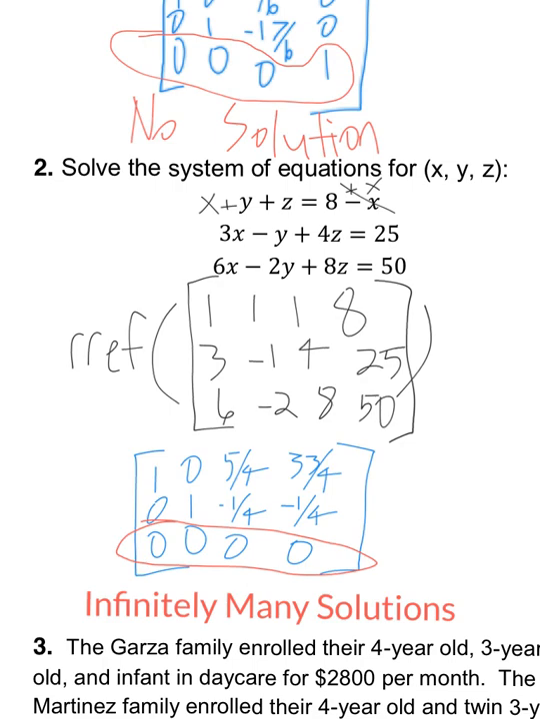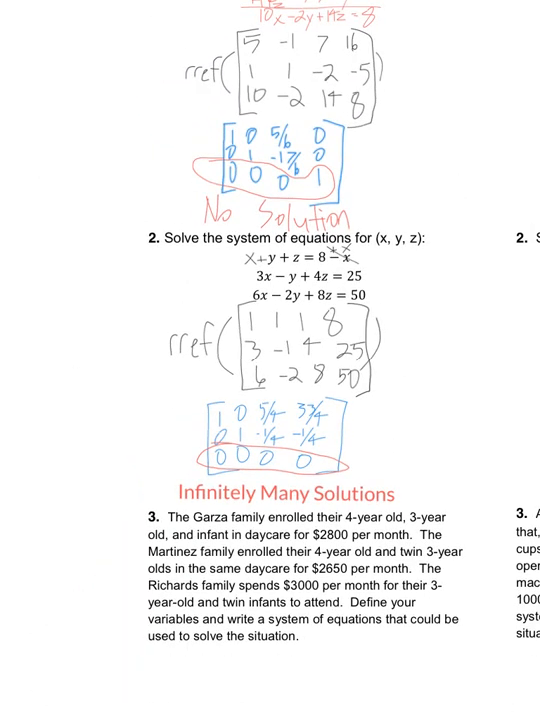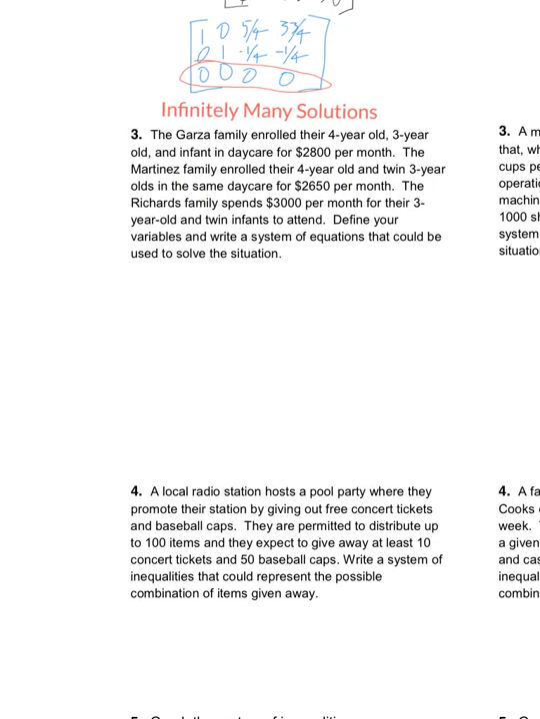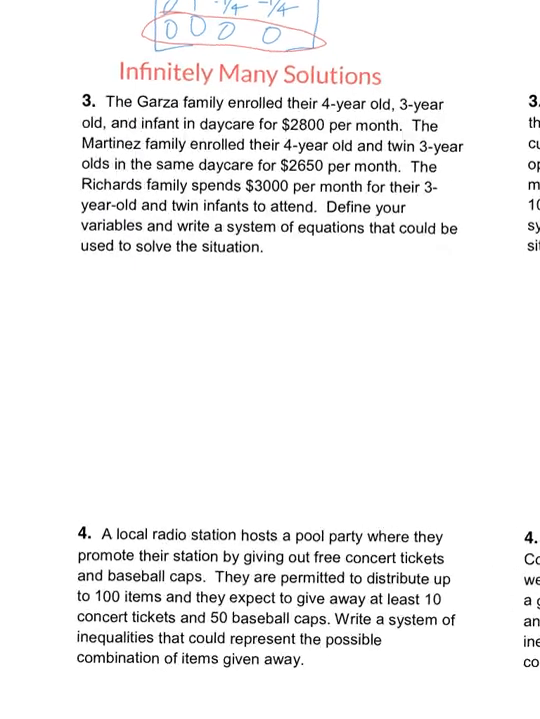Infinitely many. If you use the linear solver, the Mini 3.2, you get this really weird looking answer, but it doesn't specifically say infinitely many solutions. It just looks really weird. So yeah. All right, number 3 and 4, we're going to read it, and then we're just going to write our equations. We're not even going to solve it.